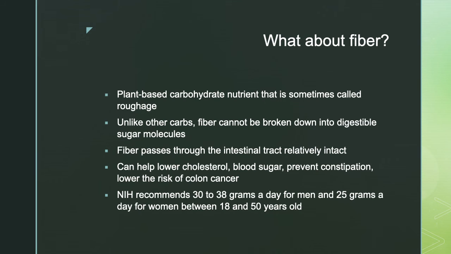Next, let's talk about fiber, which is a plant-based carbohydrate nutrient, and which we sometimes call roughage. But unlike carbohydrates, which we said have the 4 calories per gram of energy, fiber itself cannot be broken down into digestible sugar molecules. And it essentially passes through the intestinal tract undigested, intact.